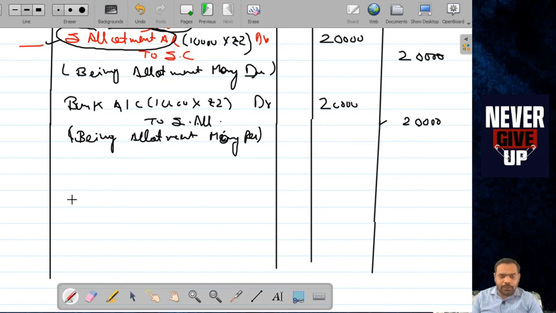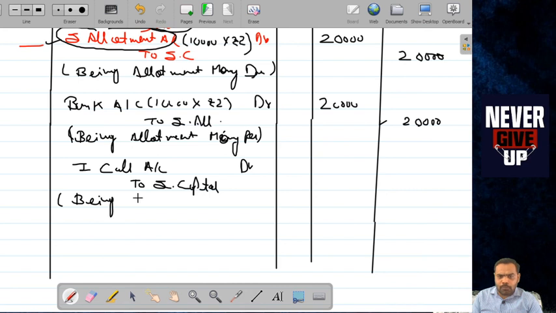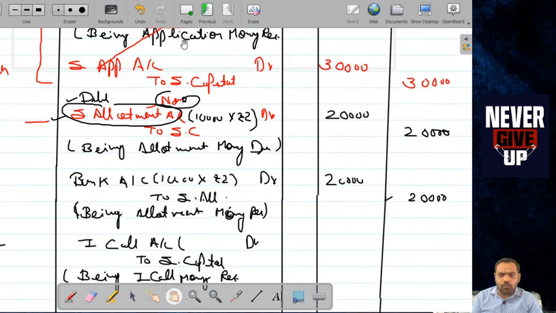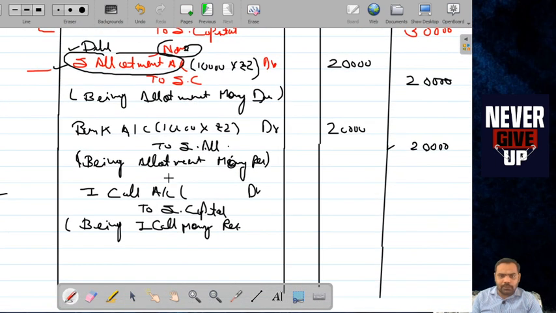In the third installment, the company asks for the first call, in the same way as the company asked for the share allotment, and the journal entry is first call account debit to share capital, being first call money due. The price of the third installment is rupees 2. Then in this entry we will ask 10,000 into 2.